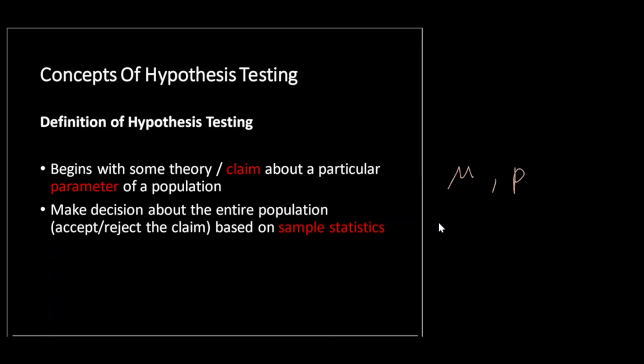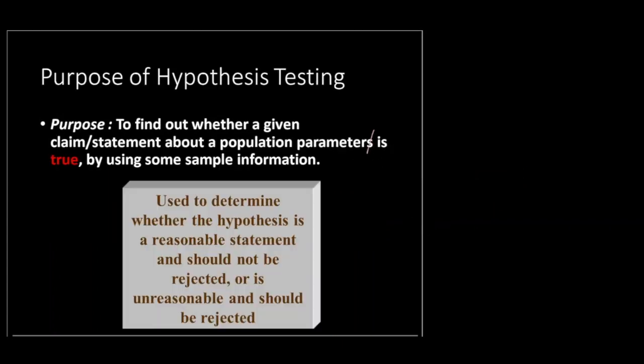Based on your claim, you would be given some sample statistics or some sample data, or otherwise as a researcher you would be collecting some sample data, and from there you would accept or reject the claim that you have stated in the beginning of the study. The purpose of hypothesis testing is to find out whether a given statement or a given claim or a given theory about your population parameter, in your case mu and p, is true.